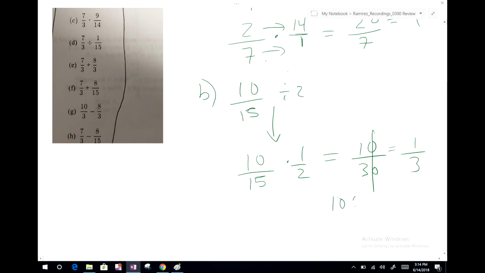Now, what if I had 100 over 30? Well, you could still do the same thing. You just go ahead and cancel those two out, and you're left with 10 over 3.